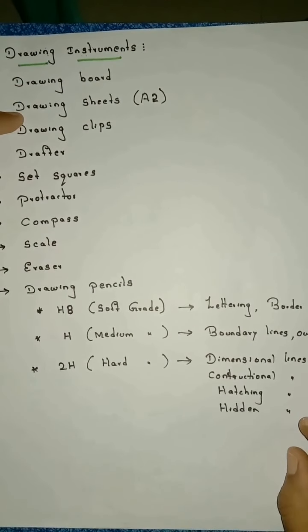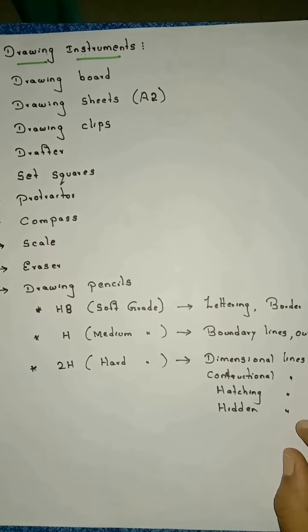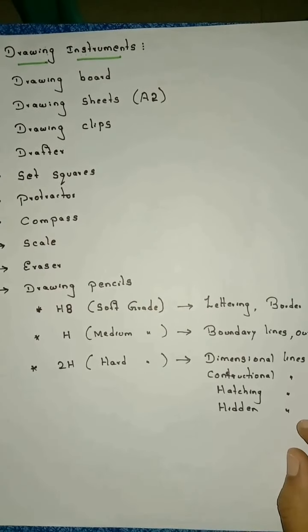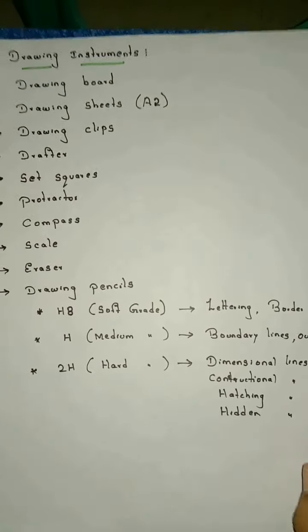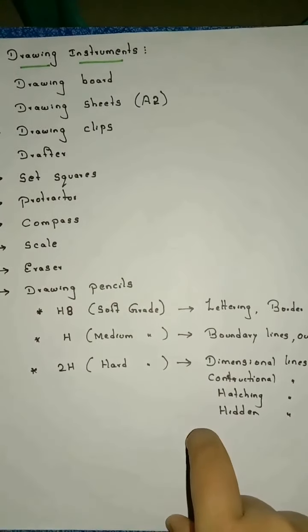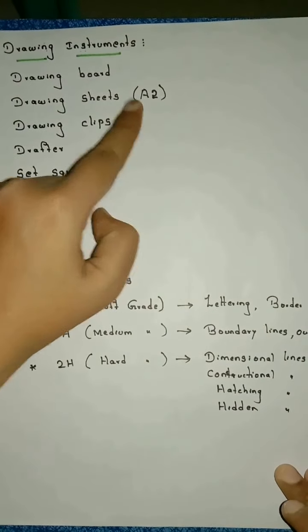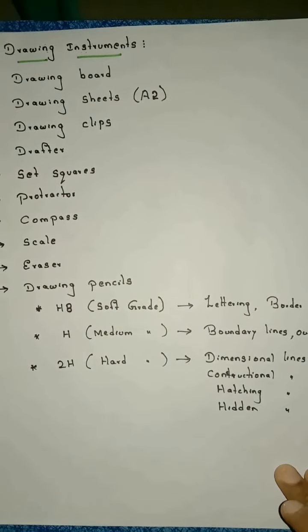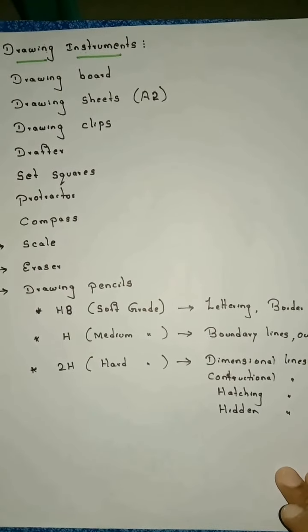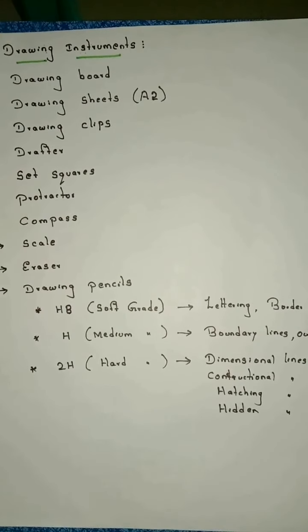So drawing sheets, see, actually we are having A1 size, A2 size, A3 size, A4 size. This is the A4 size sheet, this one what I am using here, right? So in engineering graphics we are using A2 type drawing sheet. Please remember this, in engineering graphics we are using A2 type drawing sheet, right?